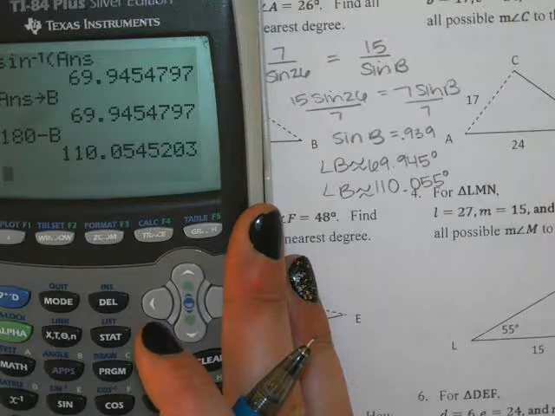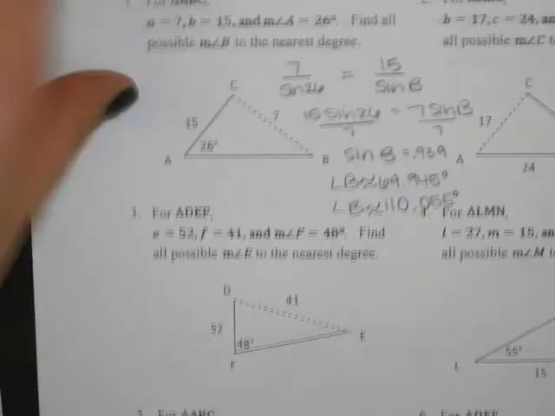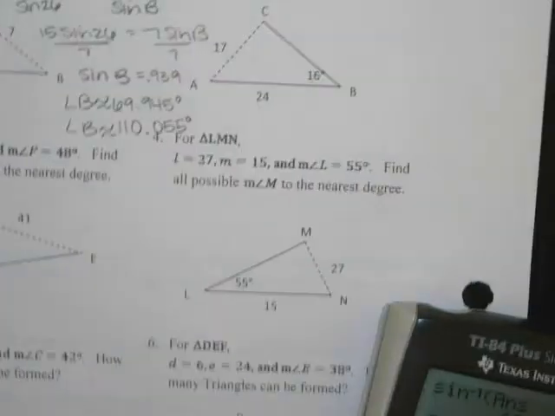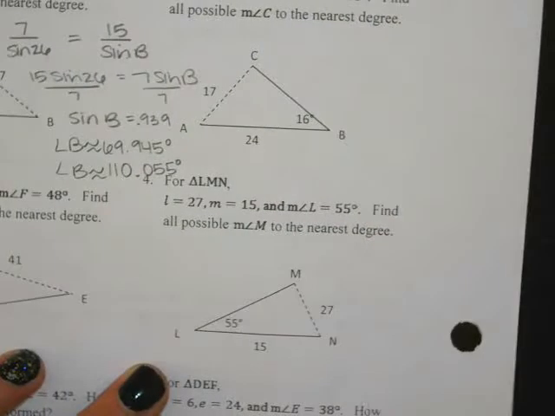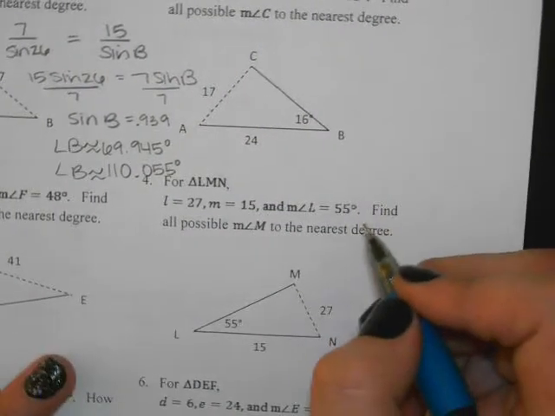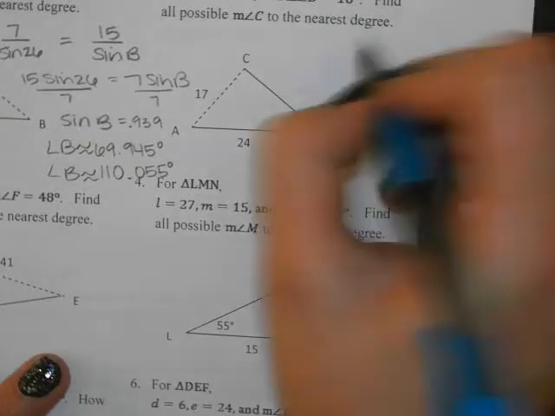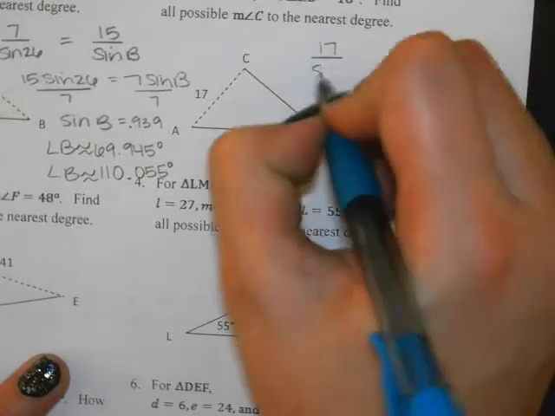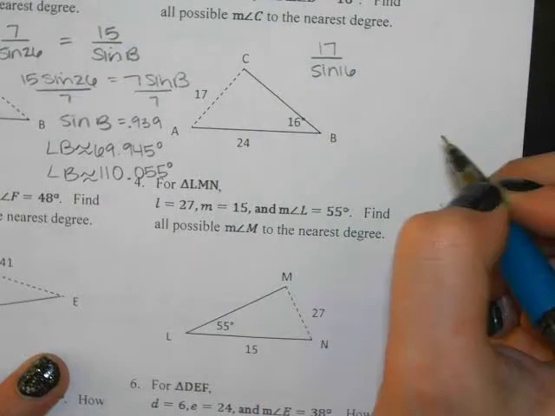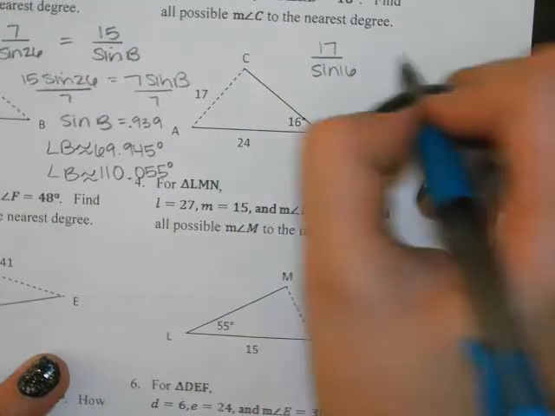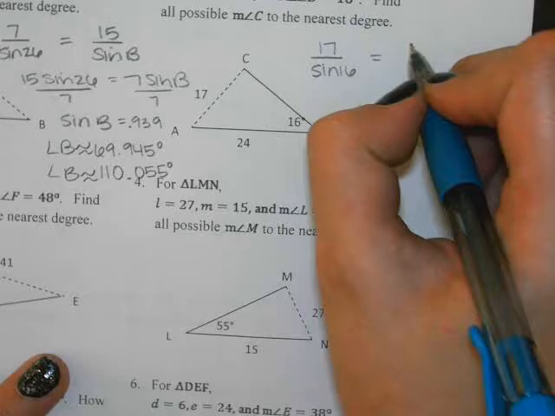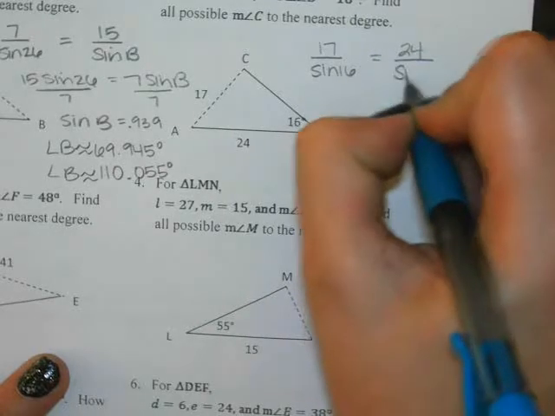Okay? All right, so let's start the next problem and see if we can do this more easily than we did that one. Okay, how do I start it? Your sides, the ones that match up. So 17 over sine of 16 equals 24 over sine of C.